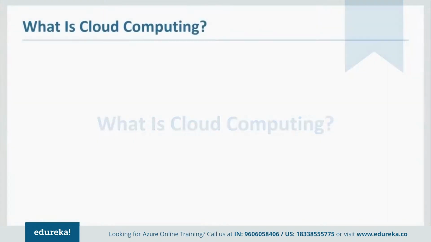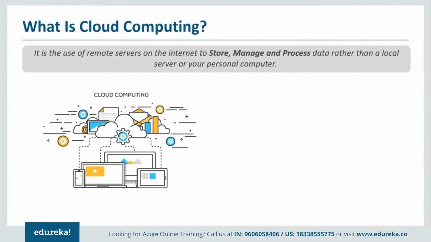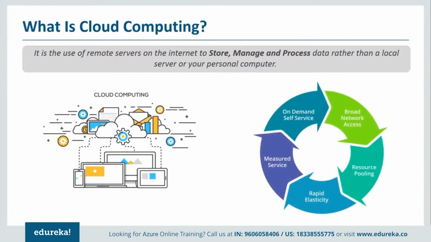So first and foremost, let's take a look at what the definition has to say. It says it is the use of remote servers on the internet to store, manage, and process data rather than doing it on a local server or a personal computer. And it is absolutely correct. So basically, what is happening in cloud computing is you are moving your on-premise resources and applications to cloud. And why do we do that? Well, this is the reason why we do it. What cloud does is it provides you on-demand self-service, broad network access, resource pooling, rapid elasticity, and measured service.